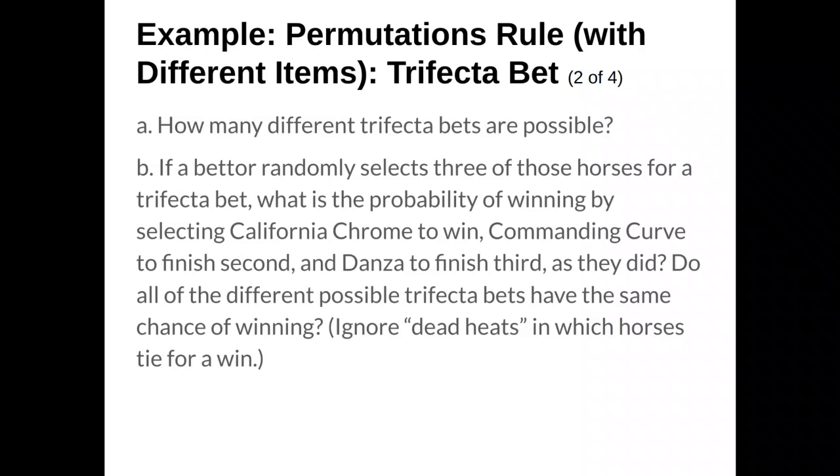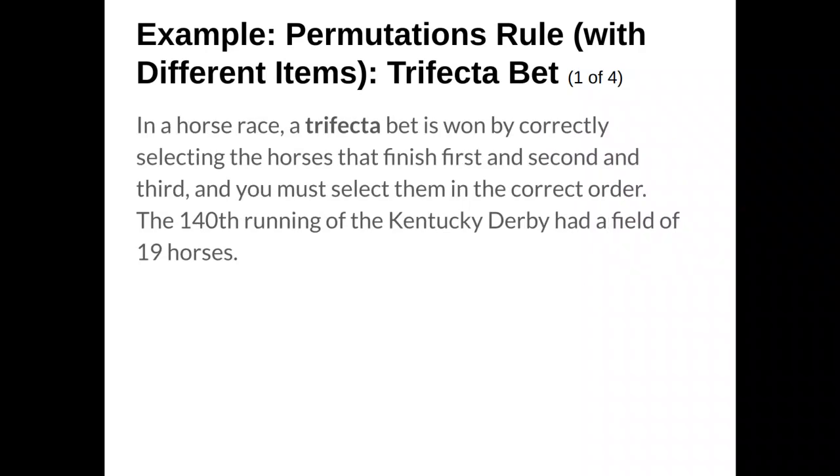So what we have is 19 different horses, and we need to put 3 of them in order. Because order matters, we're doing a permutation. We're not replacing, so it's not like a horse can finish first and second and third. If that were the case, we would use the multiplication rule. If we were selecting all of the horses, that would be the factorial rule. But since we're selecting a subset of the horses, we use the permutation rule.